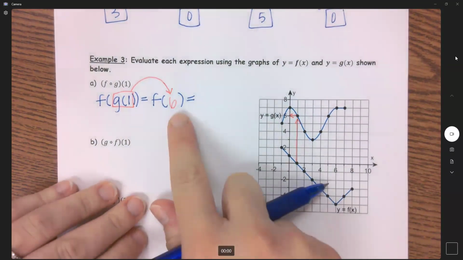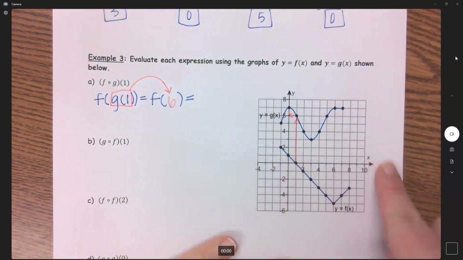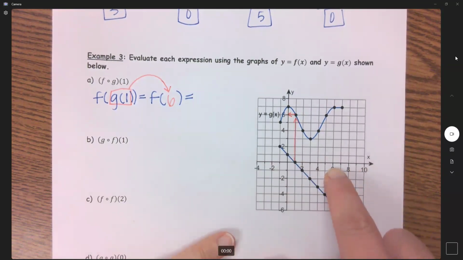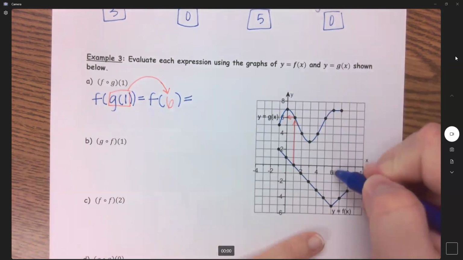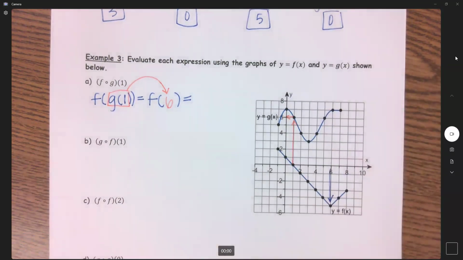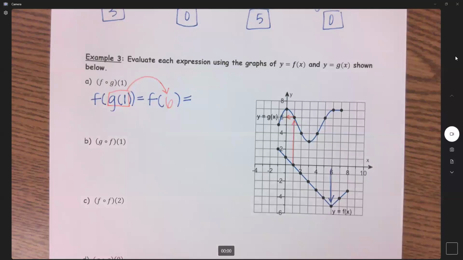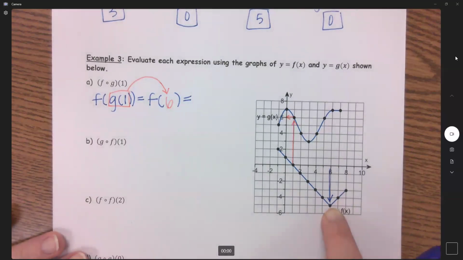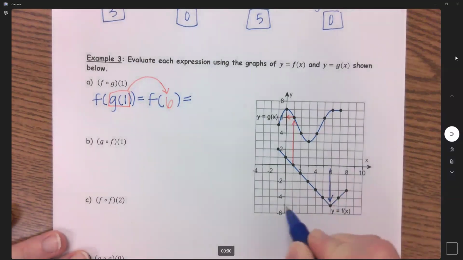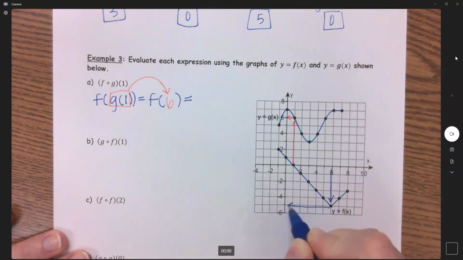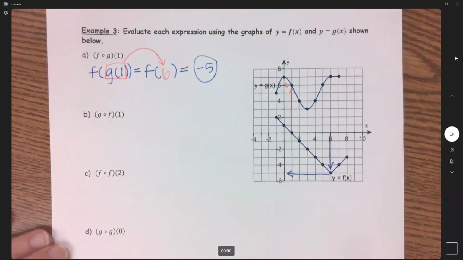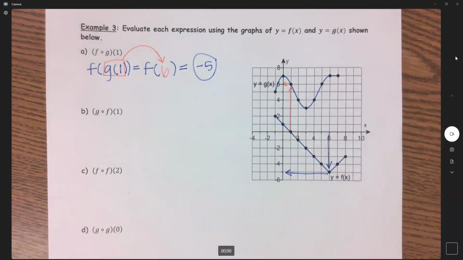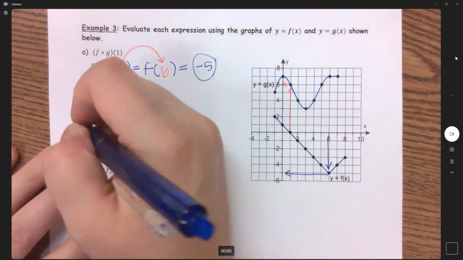So now I need f of 6. So go along your x to where x is 6. Because now I want my f of x, I'm not going to go up to meet this graph. I'm going to go down to meet this graph. Here is my point. What is my y value when my x is 6? That is -5. Okay, let's go through these a little bit quicker now.